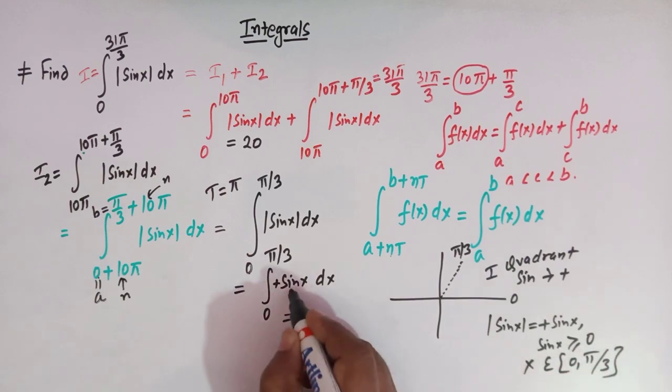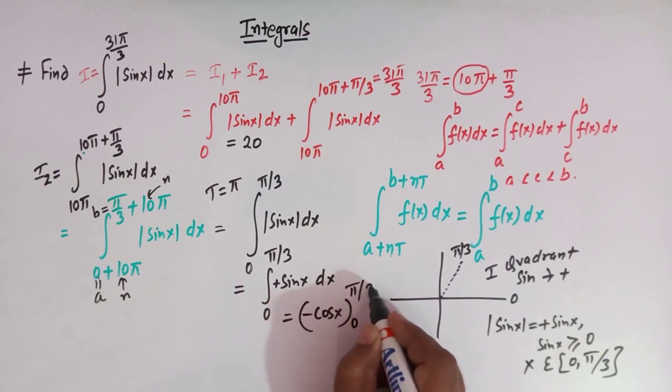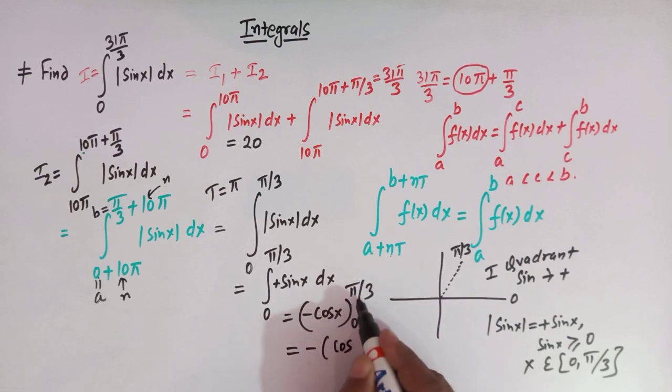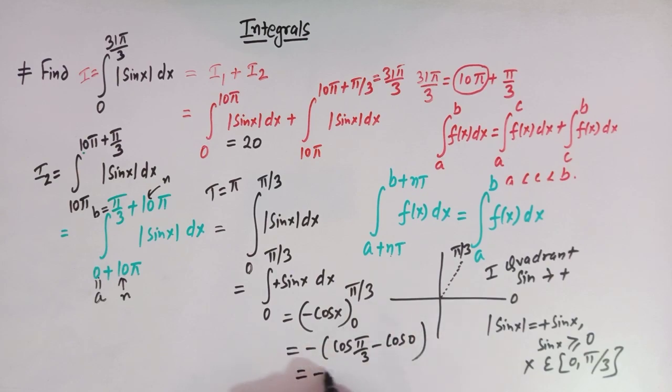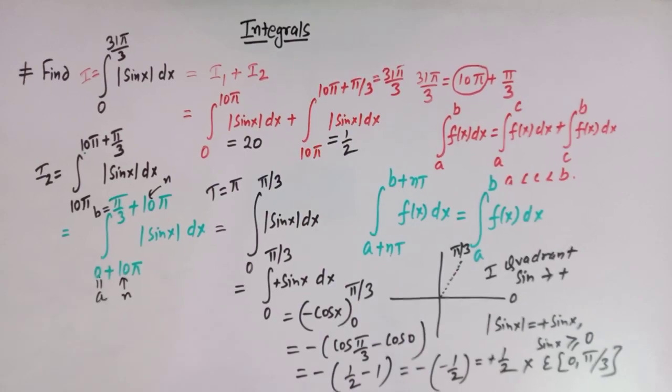Now the integral of sine x is minus cos x, with limits 0 to pi by 3. We can take this negative sign outside and substitute the limits. So we have cos pi by 3 minus cos of 0, where cos pi by 3 is cos 60 degrees, which is half, and cos 0 is 1. So we have minus, half minus 1 is minus half, so this is positive half. So the value of this integral is half.